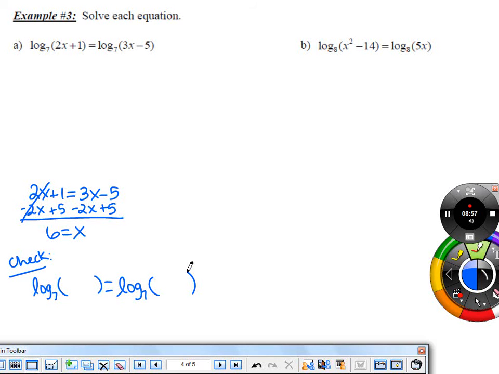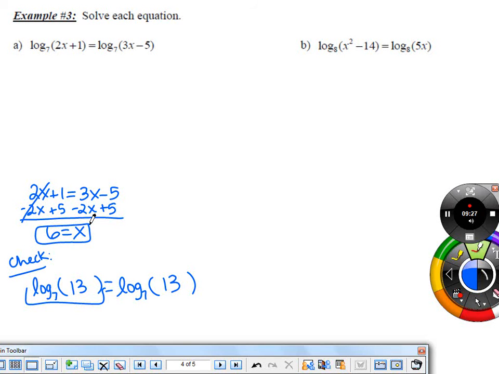So what I'm going to do is plug 6 in for x for each of these and look at what I have. So in the first, on the left side of the equation, 2 times 6 is 12 plus 1 is 13. And on the right side, 3 times 6 is 18 minus 5 is 13. So you can see that not only do they look the same, which makes me feel good, but these are both things that could be calculated. I don't know what log base 7 of 13 is, but I could figure it out using a calculator or something like that. So 6 is a good solution, and I'm going to keep that.